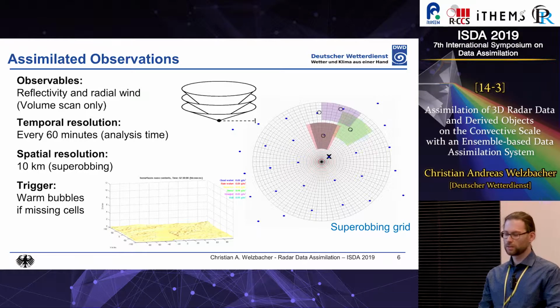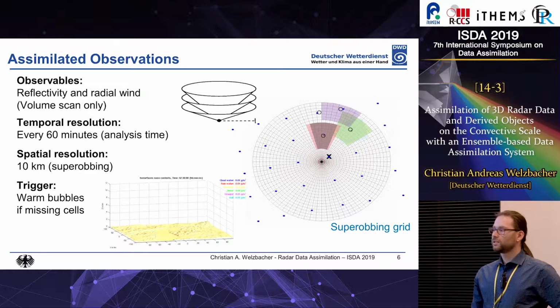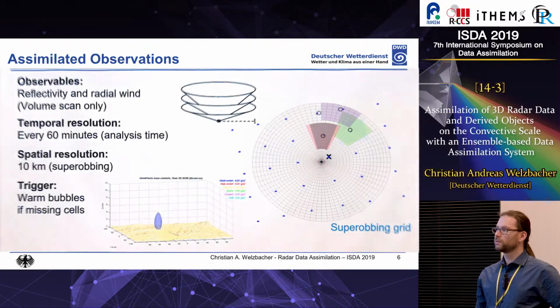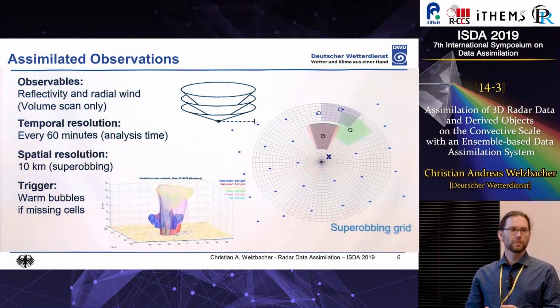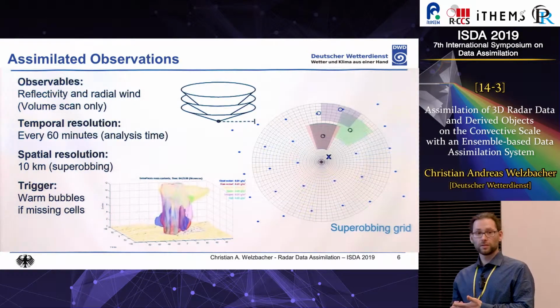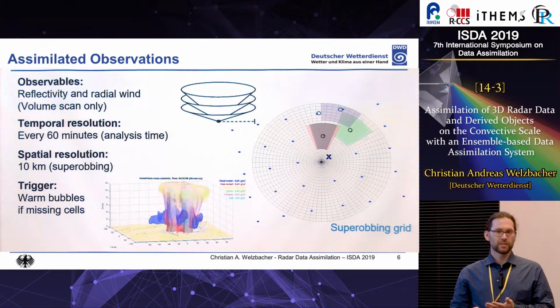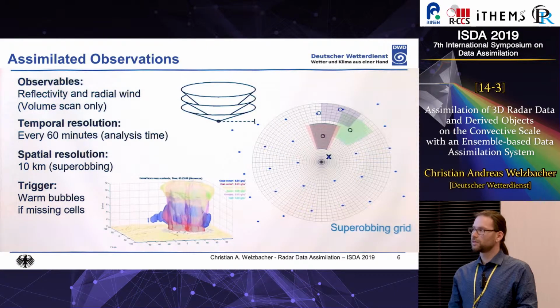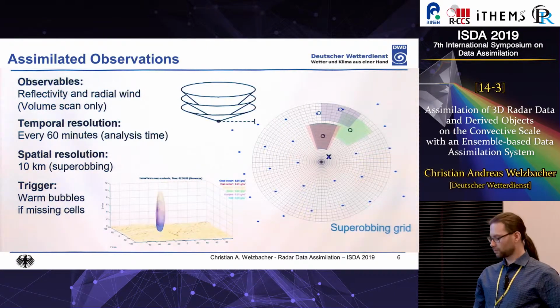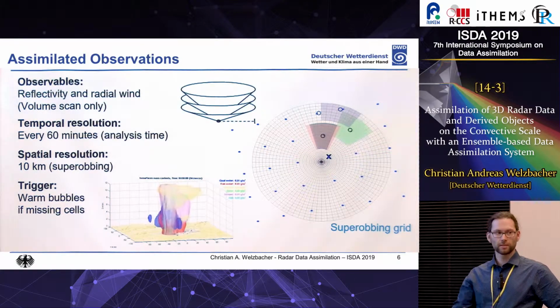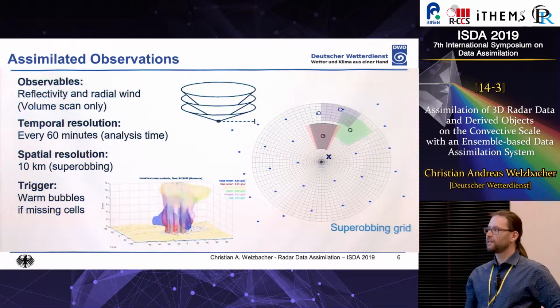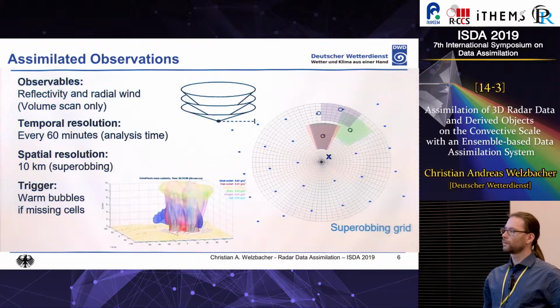So I look for cells, and then I start heating up the model at this point, keeping the relative humidity constant, and a warm bubble could evolve. The positive thing about this is the model does the dynamics for you. You just give the trigger, and it starts doing it if it wants to. It's different from latent heat nudging. Latent heat nudging would adjust the model at every time step of the model.